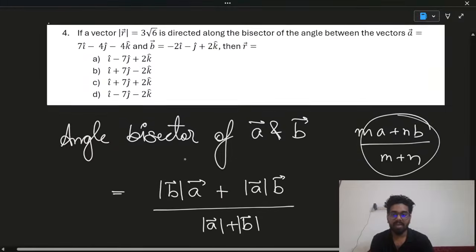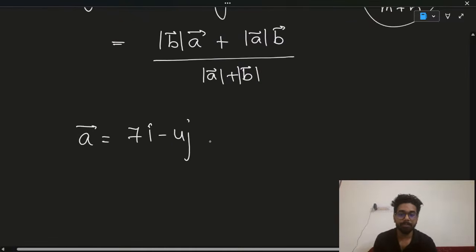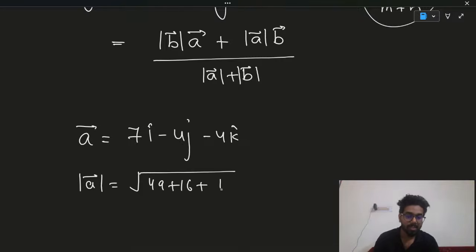Now what we have is A vector. What is A vector? A vector is 7i minus 4j minus 4k. What is the magnitude of A? A is under root of 7 square 49, minus 4 square is 16, minus 4 square is 16. 16 plus 16 is 32, 32 plus 49 is 81, root 81 is equal to 9.